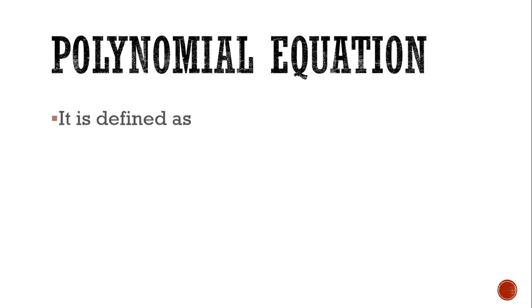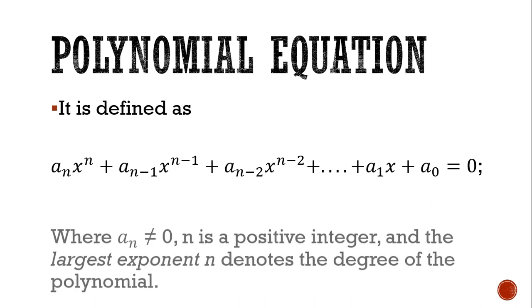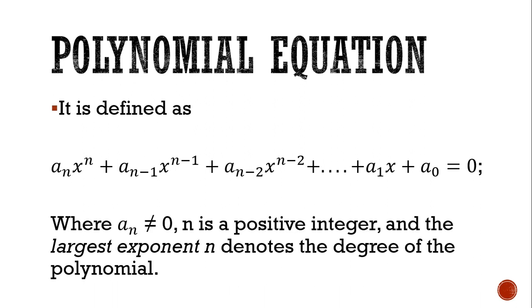And thirdly, polynomial equation is defined as a sub n multiplied by x raised to n added by a sub n minus 1 multiplied by x raised to n minus 1 plus a sub n minus 2 multiplied by x raised to n minus 2 plus and so on until a sub 1 multiplied by x added by a sub 0 is equal to 0, where a sub n is not equal to 0, n is a positive integer, and the largest exponent n denotes the degree of the polynomial.